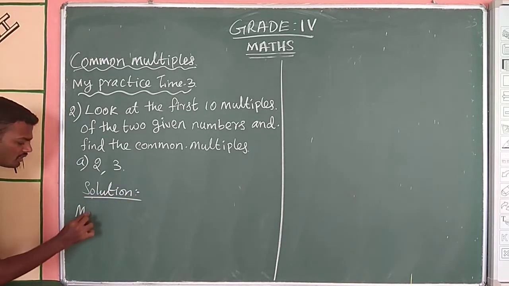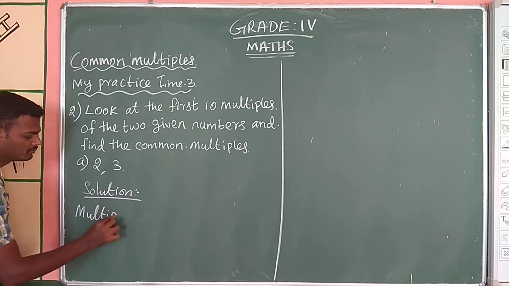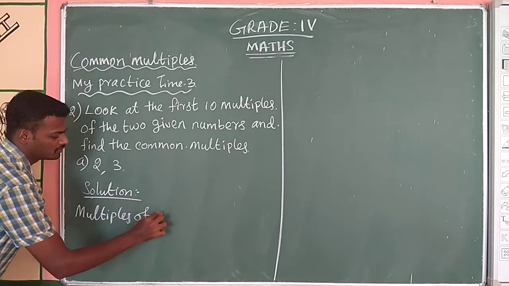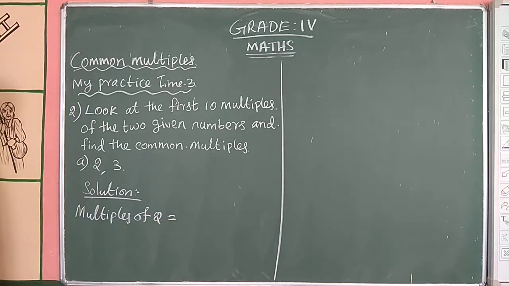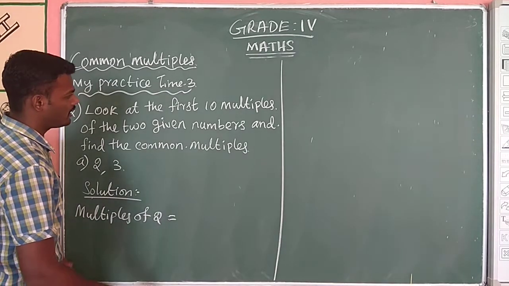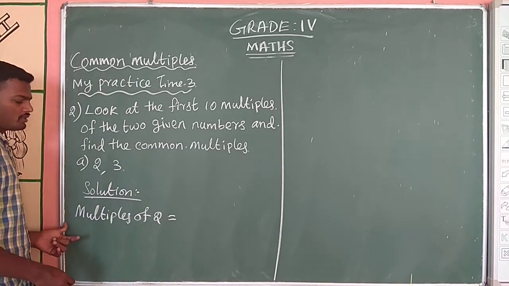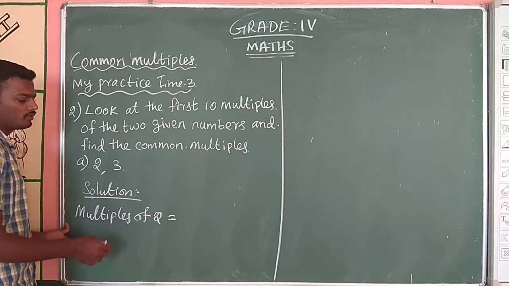The multiples of 2 is equal to. First 10 multiples of 2.